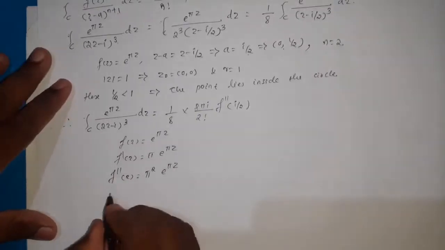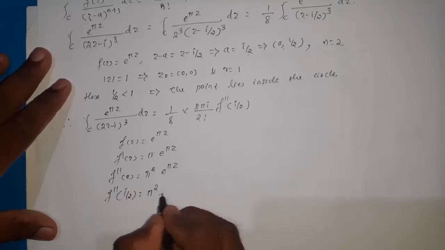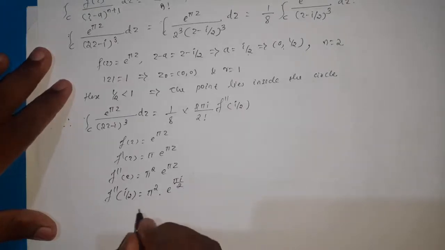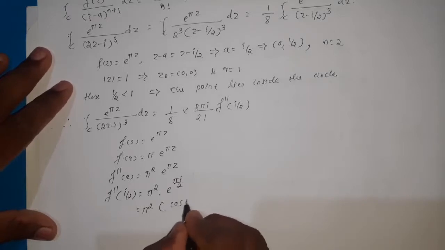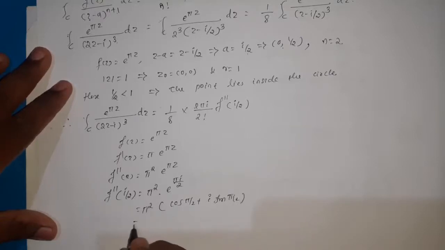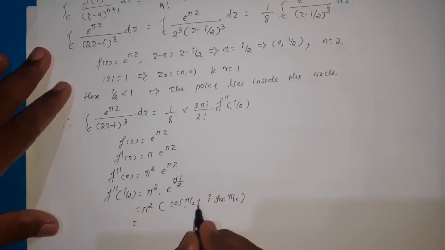Then put z equal to i by 2. f double dash of i by 2 is equal to pi square into e power pi i divided by 2. Then it is pi square into, so e power i theta, that is cos theta plus i sin theta. So we know that cos pi by 2 is 0 and sin pi by 2 is 1. So therefore it is 0 plus i into 1. The total becomes i only, then it is i pi square.